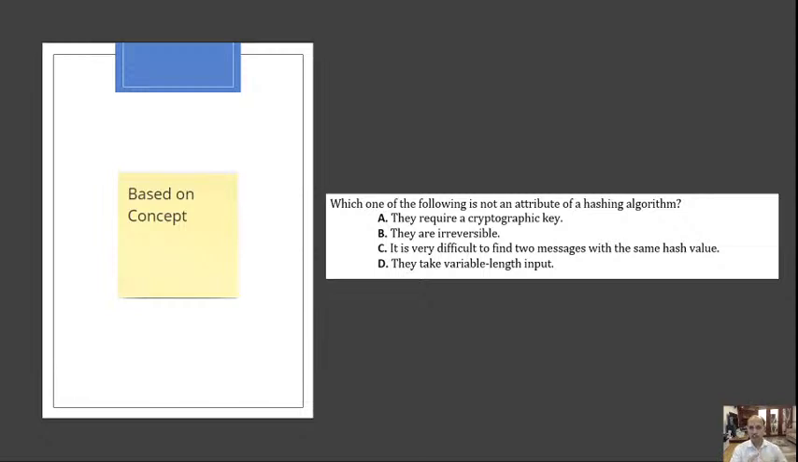So once you understand this, then you can say, oh, hashing does not use any particular key for encryption or decryption, right? So that's why you can pinpoint that answer A is the correct answer. It says they require a cryptographic key. Requiring a cryptographic key is not an attribute of a hashing algorithm.